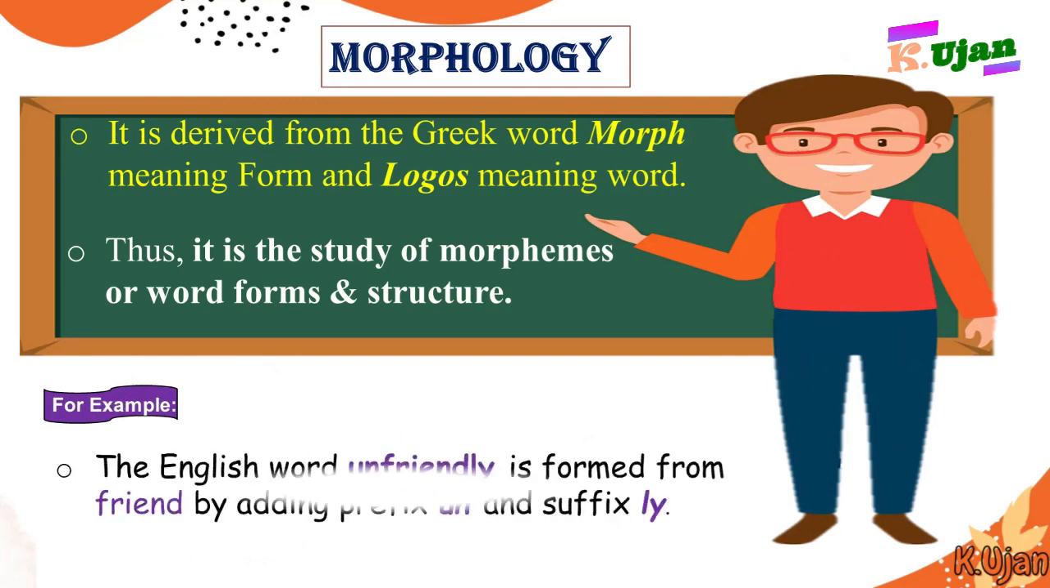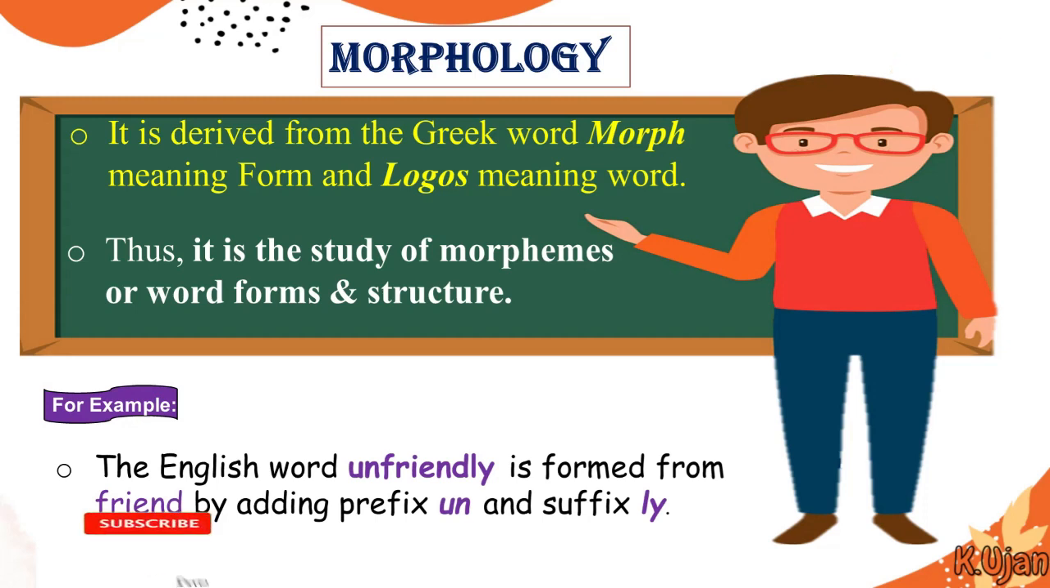For example, the English word unfriendly is formed from friend by adding the prefix un and the suffix ly. So in this example, unfriendly is a word, but this word is formed of three morphemes: friend, un, ly. So these are the three morphemes. Words are actually formed of morphemes, and morphemes are the smallest meaningful units in a language.